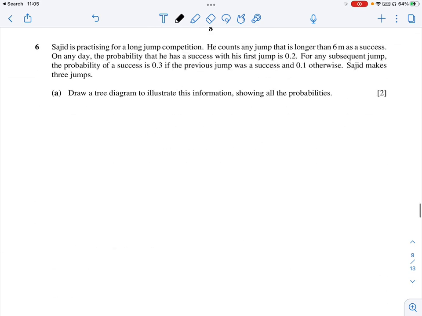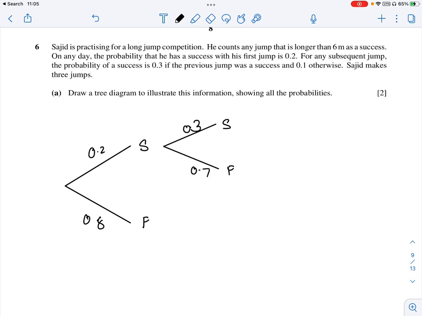Question number 6. Sajid is practicing for a long jump competition. He counts any jump that is longer than 6 meters as a success. On any day, the probability that he has a success on his first jump is 0.2. So failure is 0.8. For the subsequent jumps, the probability of success is 0.3 if the previous jump was a success, and 0.1 if it is otherwise. So success after success is 0.3, failure is 0.7. Success after failure is 0.1, failure is 0.9.